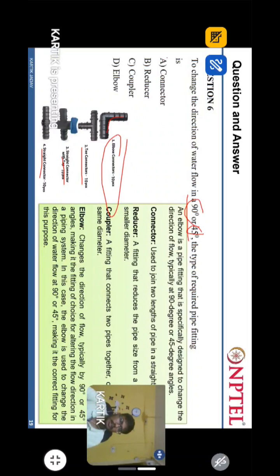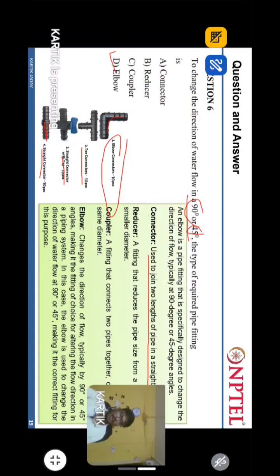So option A, that is given as connector, reducer, coupler, and elbow, right? So elbow is the right answer. Let's see the other options also, where they are used. Connector, we are generally using to join two lines of pipe in a straight line, right? So this is the connector, a straight connector, as you can see here.